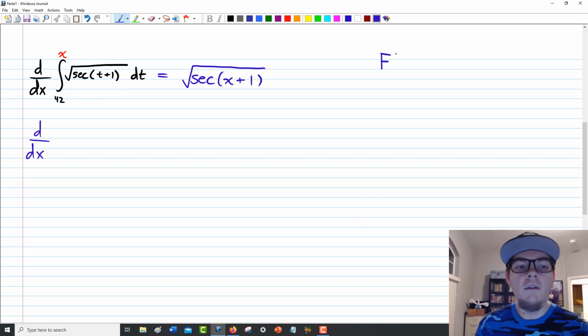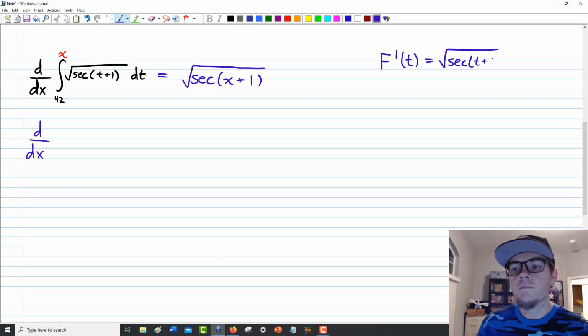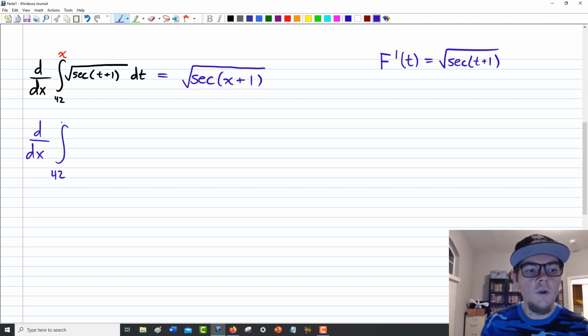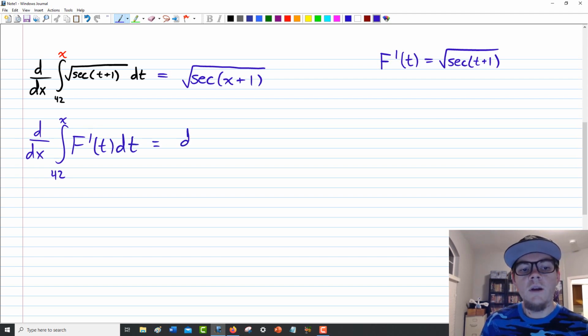I'm going to call it capital F. I'm going to say that that function capital F has derivative square root of secant of t plus 1. So that way we start there. The idea is that our integral, which runs from 42 to now x because we changed it, is going to be the integral of capital F prime of t dt. If we use the fundamental theorem of calculus, we just have to anti-differentiate that function, which would get us, of course, capital F of t, and we'd evaluate it from 42 to x.